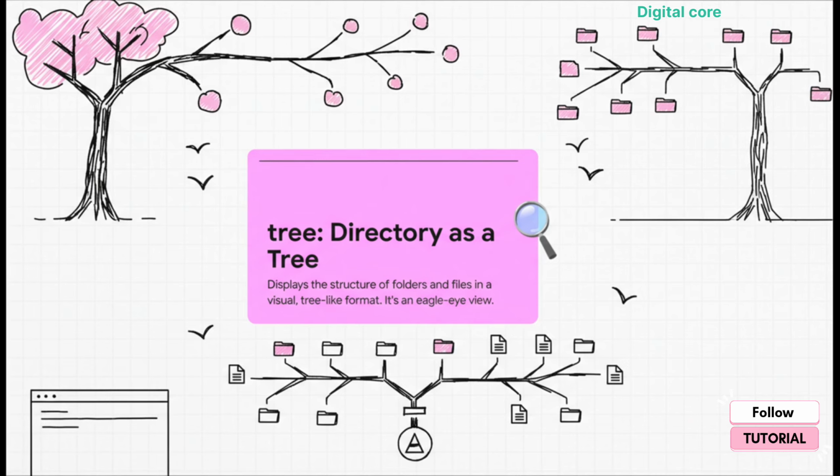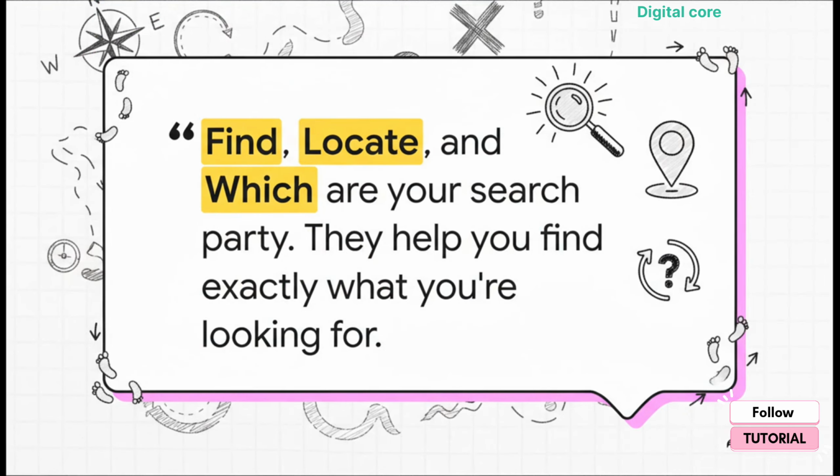Oh, and a quick heads up. This one might not be installed on your system out of the box. No big deal. You can usually just grab it with a quick apt install tree. Now, let's say you're not looking for a map of the area. Instead, you need to find one specific thing, one file that could be hiding anywhere. For that, we need to assemble a search party. And your best friends for this job are three commands: find, locate, and which.